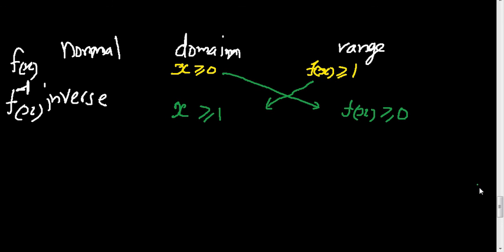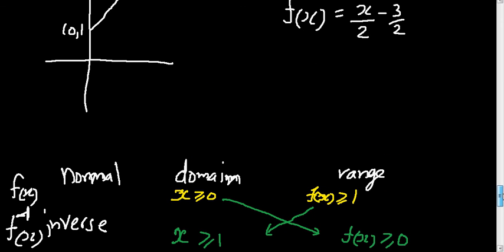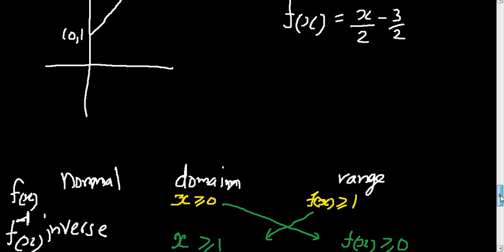Now let's see what happens when we sketch this function within these limits. f(x) = x/2 - 3/2, and x has to be greater than or equal to 1. So the least possible x value it could have is x = 1. If I substitute a 1 in there, that's -1. So when x is equal to 1, the y coordinate is -1.